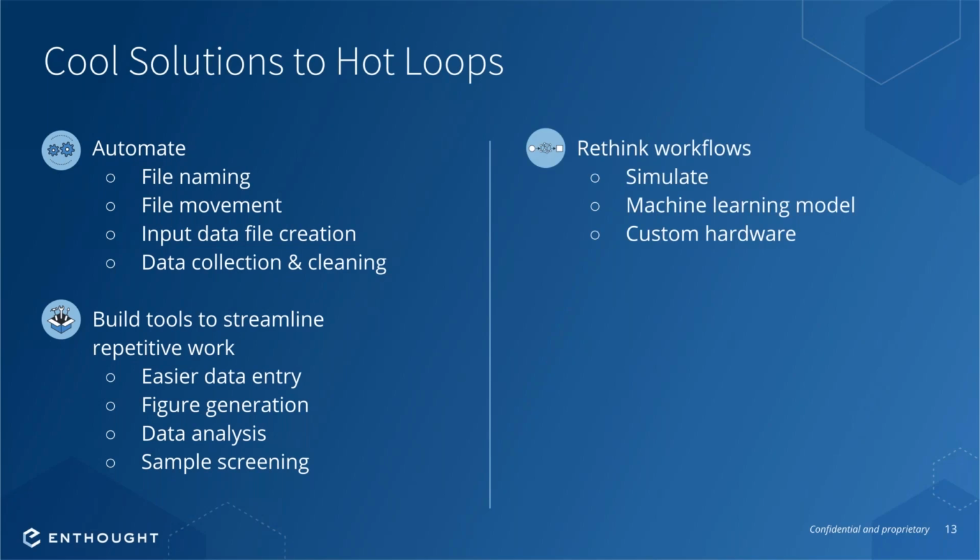Another strategy is rethinking workflows given modern technologies. So could you skip a step and simulate it instead? Or could you train a machine learning model to screen samples or predict how well something will work? Or could you make custom hardware with like a $35 Raspberry Pi and some off-the-shelf parts to automatically take photos of, I don't know, an LCD panel or a wafer or something like that and do image analysis on it? Is there anything you can do that allows you to skip a step or to sidestep the physical world?